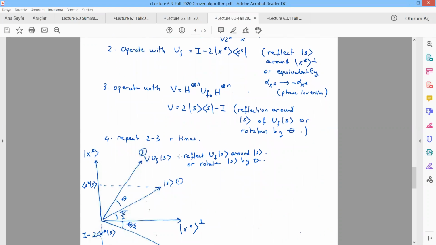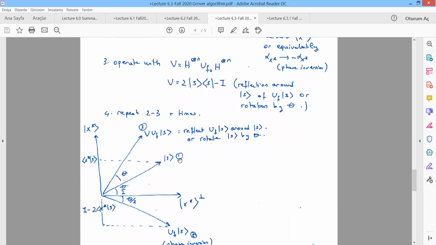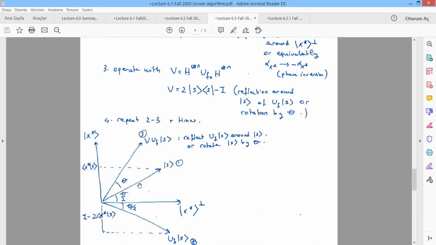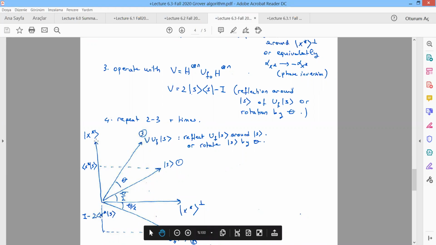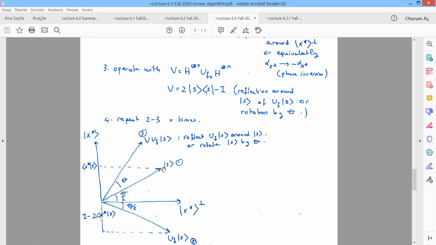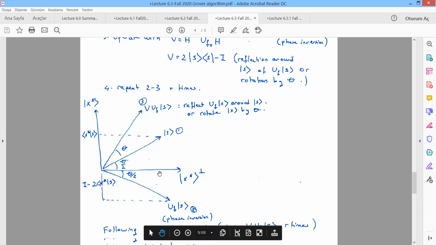So let's see what these operations mean graphically. We said |x*⟩ and |x*⊥⟩ form a basis in a two-dimensional space, these two vectors. And this is the |s⟩ state. So this is step one of the circuit, |s⟩. What we do is we apply U_f.